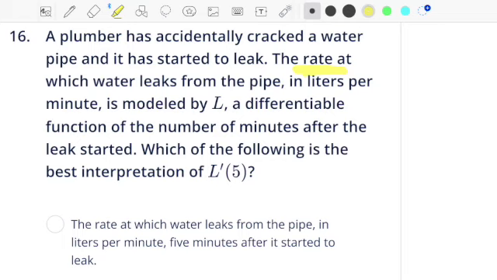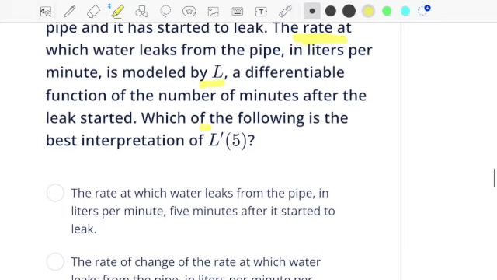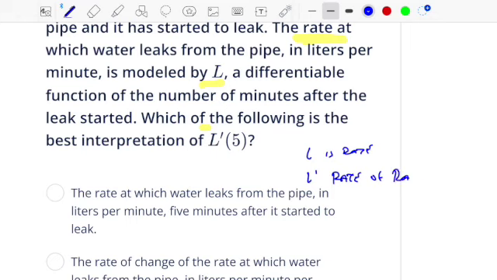The rate is modeled by L, following L prime. So L is the rate, and L prime is the rate of the rate, meaning its second derivative. I'm thinking acceleration. The rate at which water leaks from the pipe, so if this is liters per minute, this is going to be liters per minute per minute.